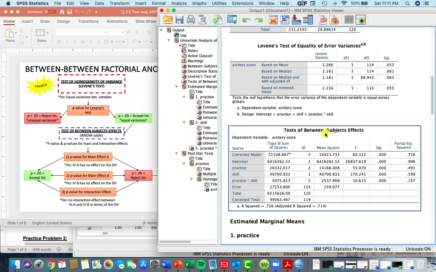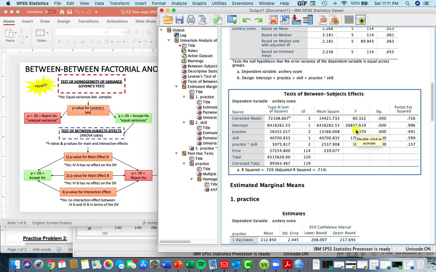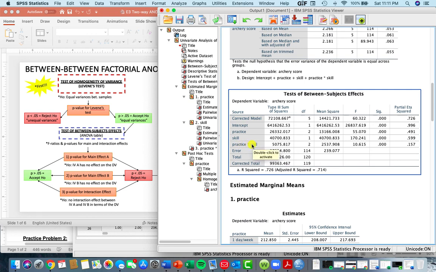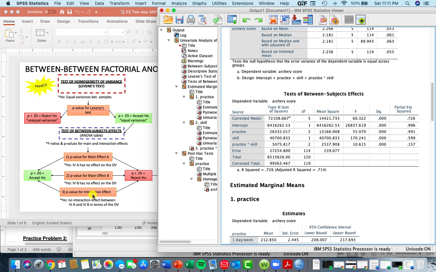Which you can see is the exact title of this box here. This will look pretty similar to the ANOVA tables you've seen before. There's just a little bit more information included in here. The main thing you want to look at is the names of the variables that you included. We have practice, which will be the main effect for practice, or main effect of variable A. We have skill, which will be the main effect for variable B. And then we have practice times skill, which is our interaction effect. Each of these is going to have a p-value and thus a course of action that we will follow after we have looked at our values.